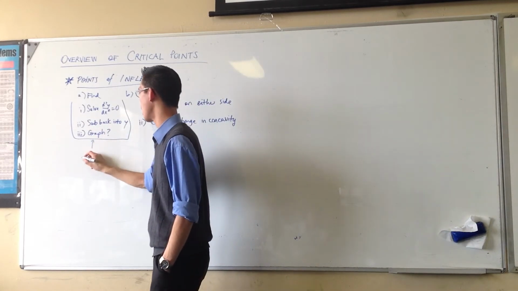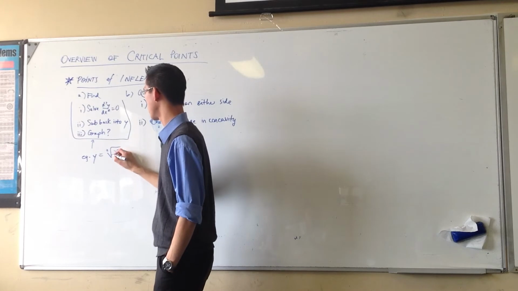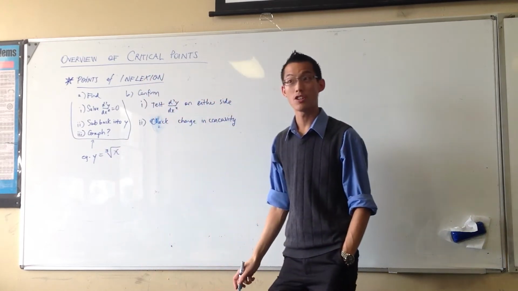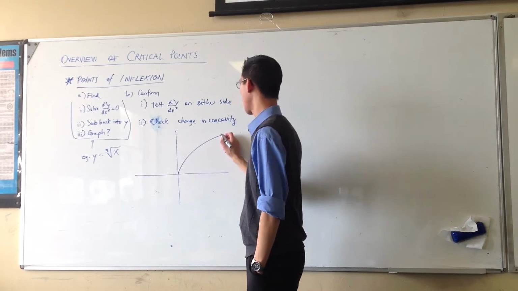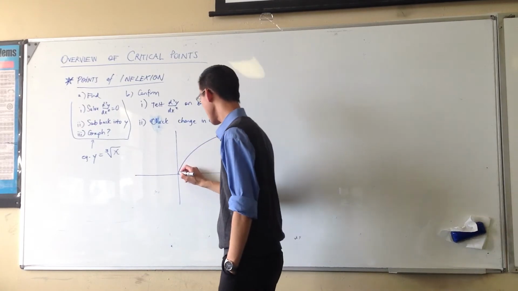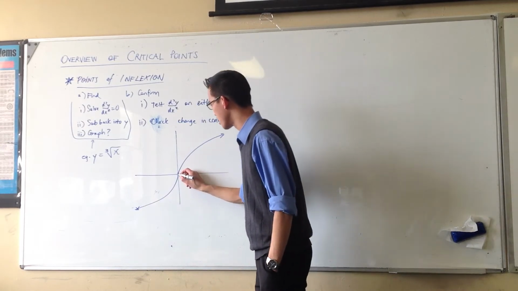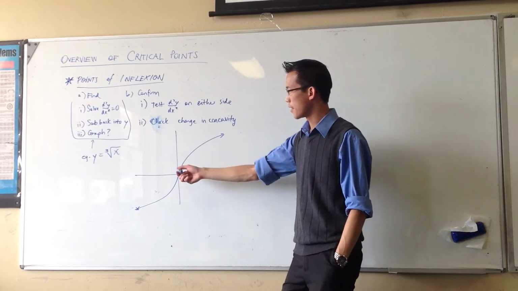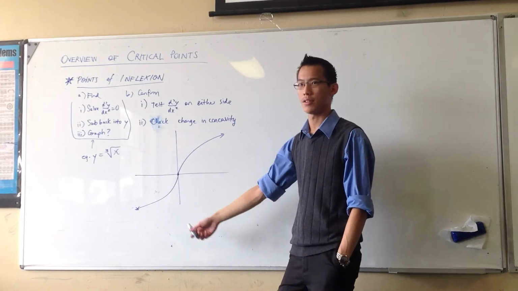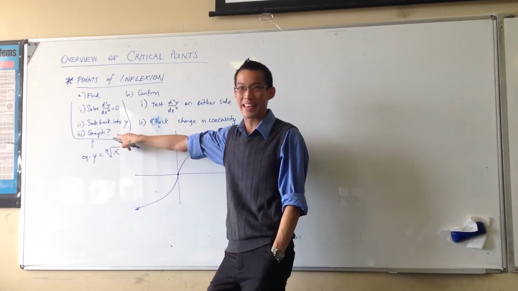I think the most often quoted one is the cube root of x. Do you remember what the cube root of x looks like? It's concave down on this side, and it's concave up on this side. At the origin, you can see there's a point of inflection, a change in concavity. The first derivative and the second derivative don't exist at that point. So therefore, you've really got to be careful with these ones.